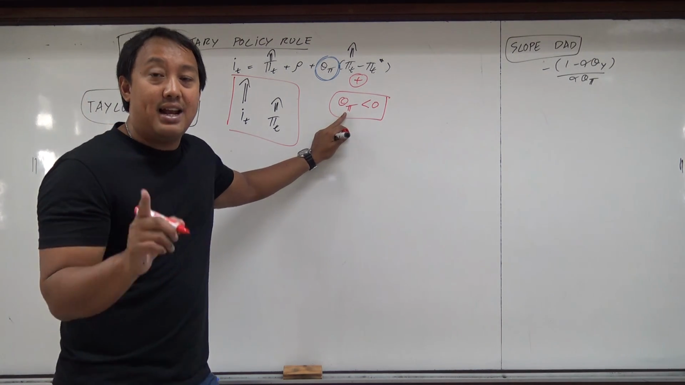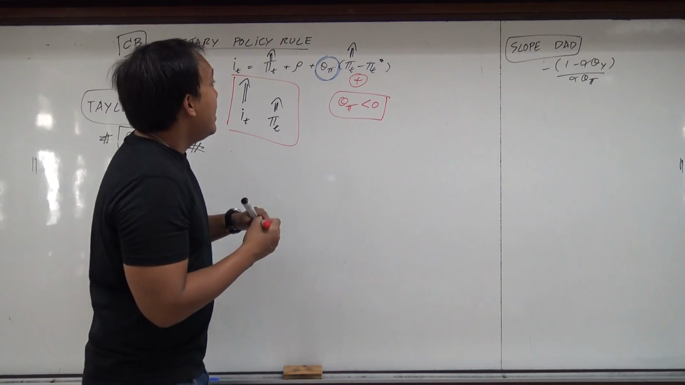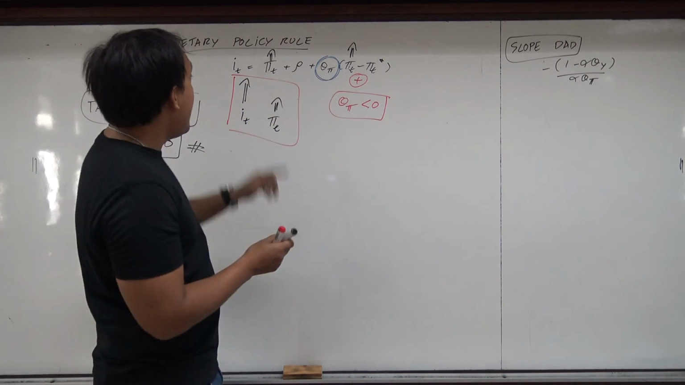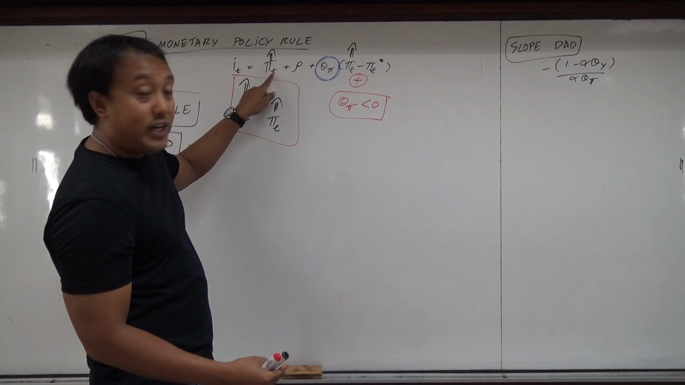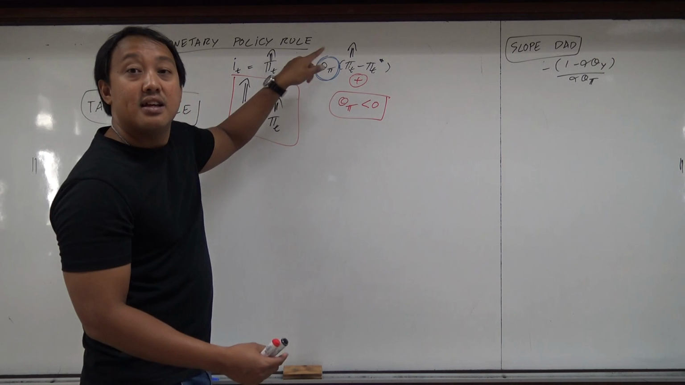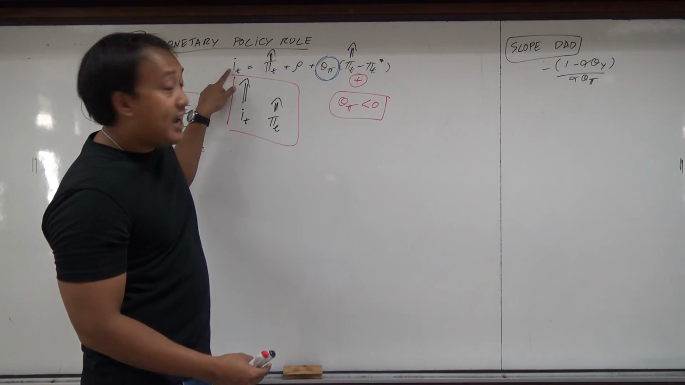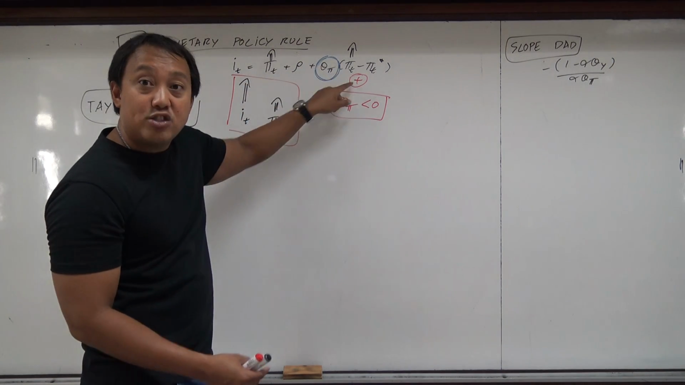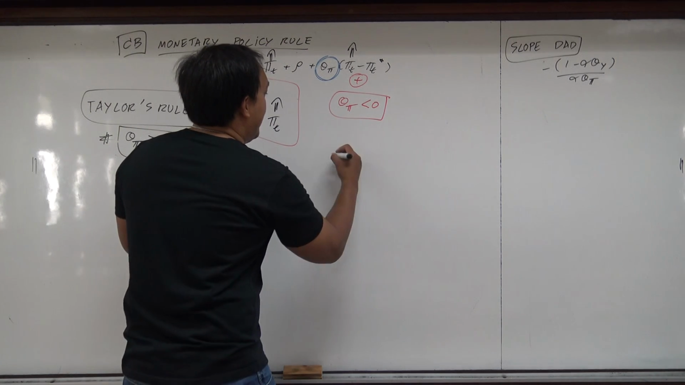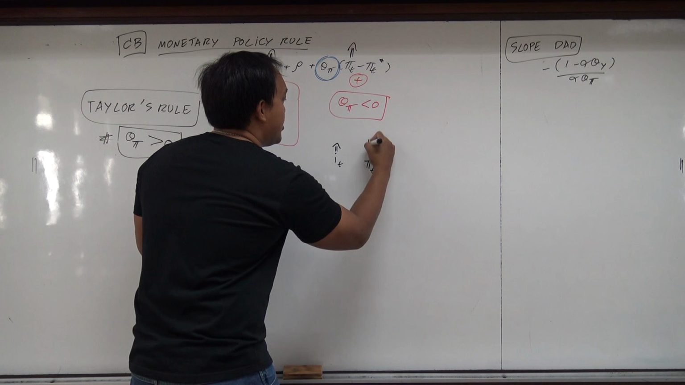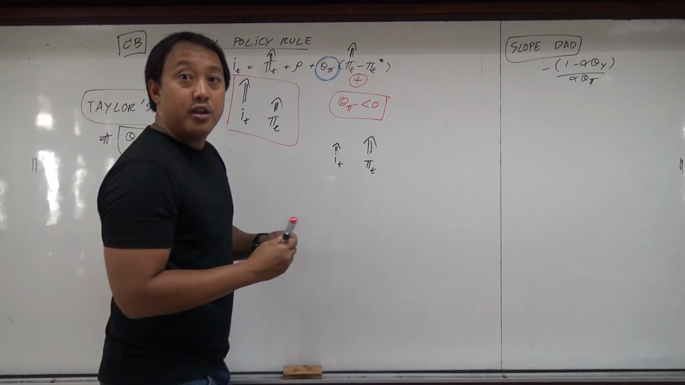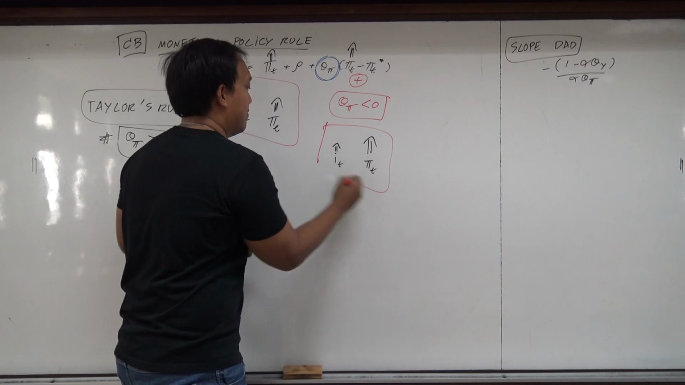It violates Taylor's law. What happened? If this one becomes negative, it means that when inflation is increasing, the nominal interest rate is going to be equal to this one minus this one. So the nominal interest rate is going to increase a little bit. However, inflation increases more. You're going to have this problem.